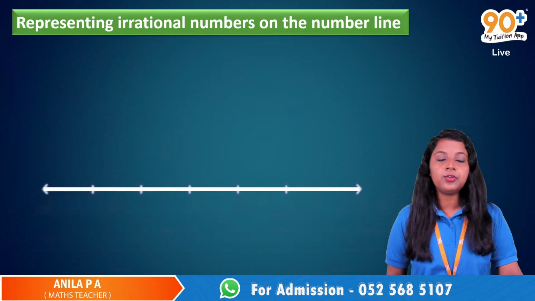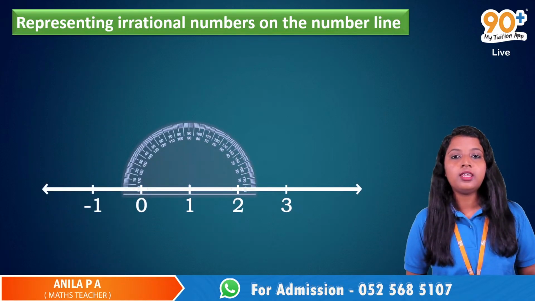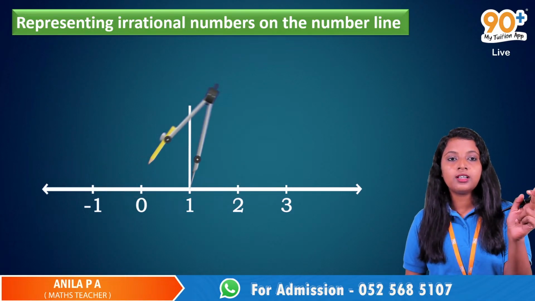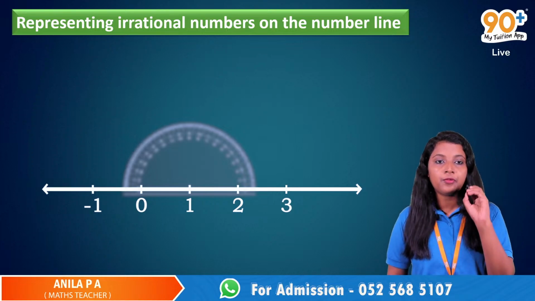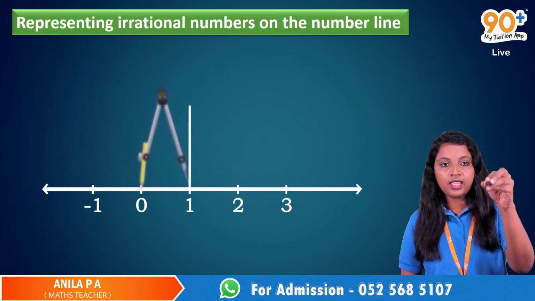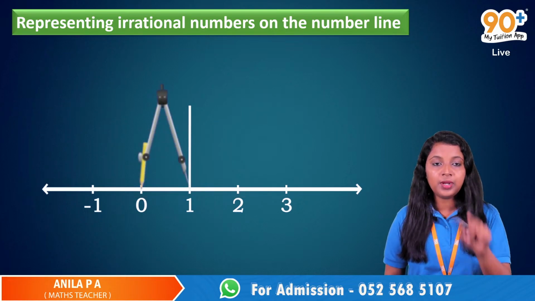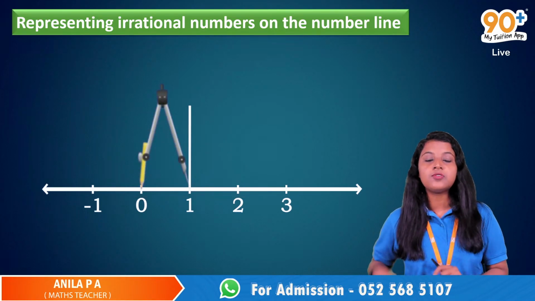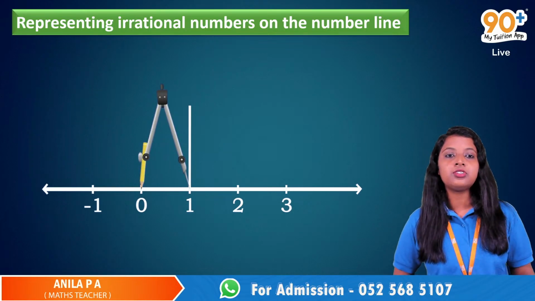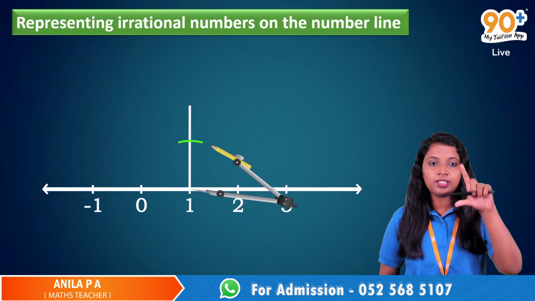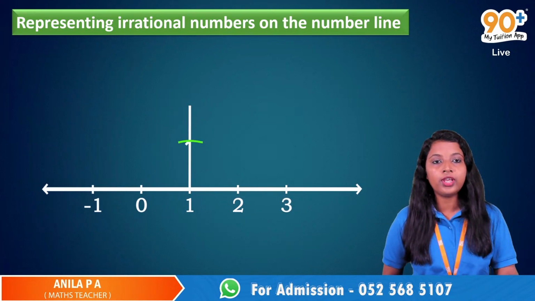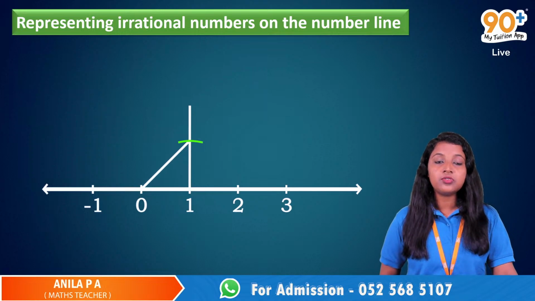First of all we have to draw a line. Place a protractor there and mark this 90 degree, and you can draw a line, but we need just 1 centimeter. That's why we are taking 0 to 1 distance, and we are cutting a point there to identify this 1 centimeter length. Now from 0 to that point we are drawing a line, and that distance will be root 2.